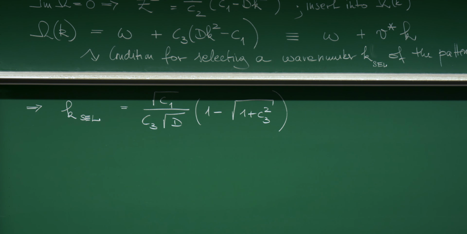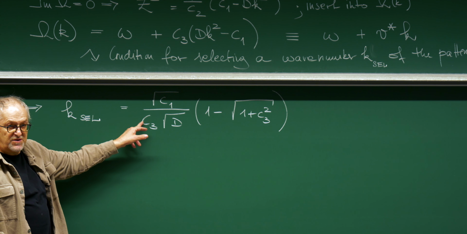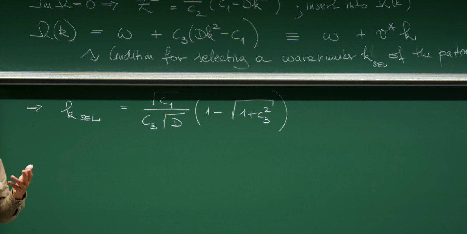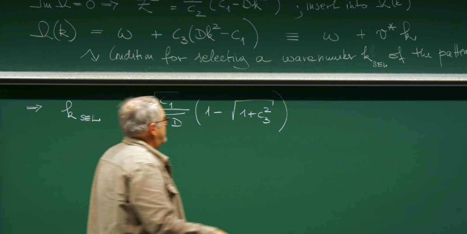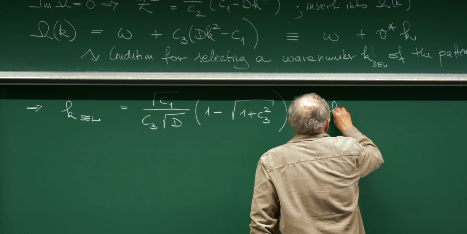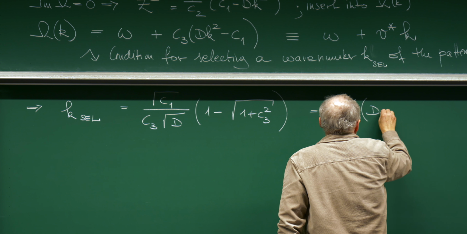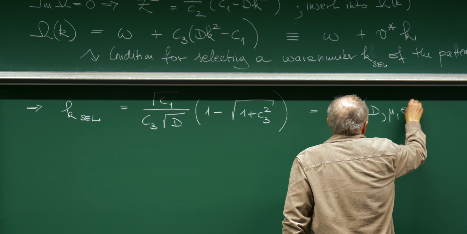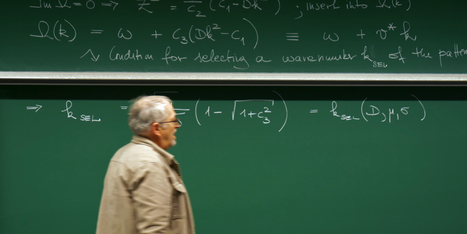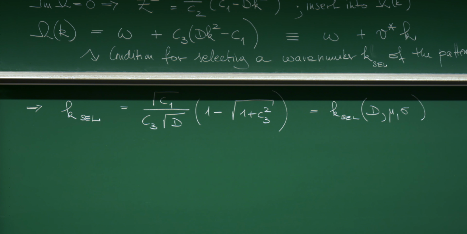And you now could insert the relation for the parameters. So you could use again what C1 is. You could again use what C3 is. And then you would find that this is a function of d, mu, and sigma. I'm not writing it out because it would be quite lengthy. The important point is we know it as a function of these three variables.